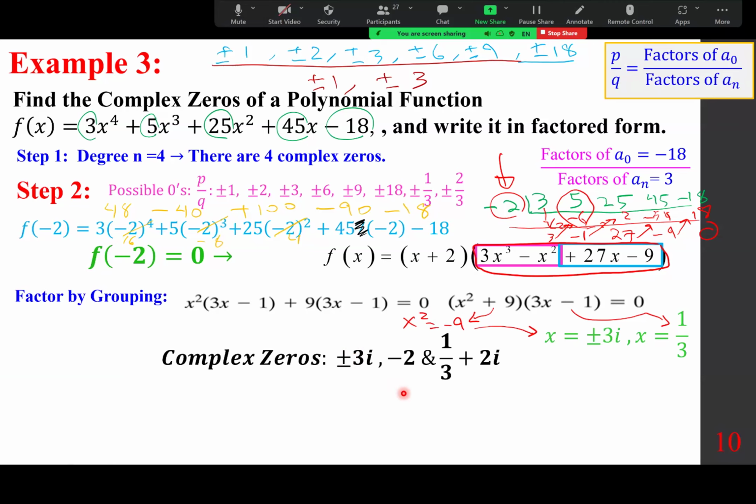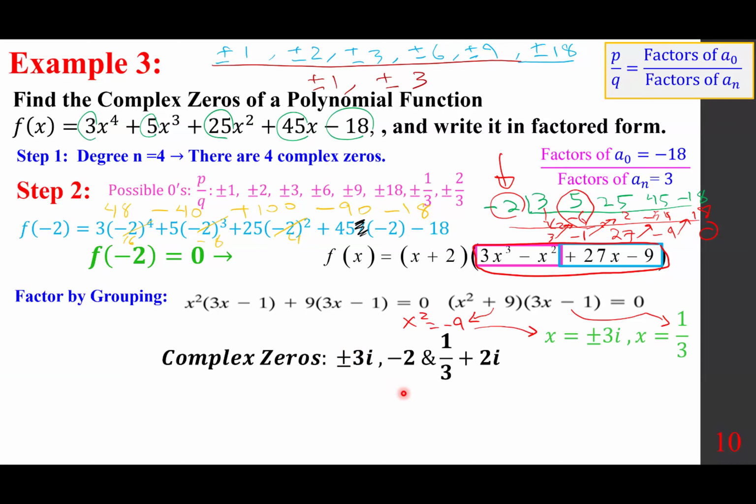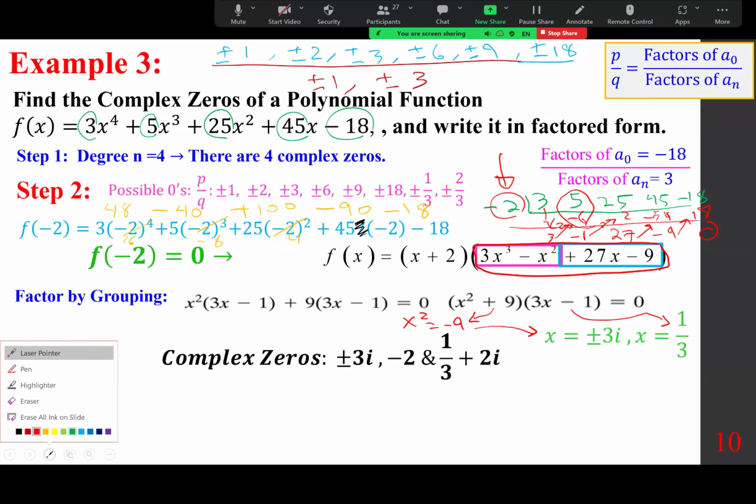-2, and 1/3. So this is two of them that are imaginary, plus minus 3i. This is one of them. This is another one. Both of them are real. So two real parts and two imaginaries.